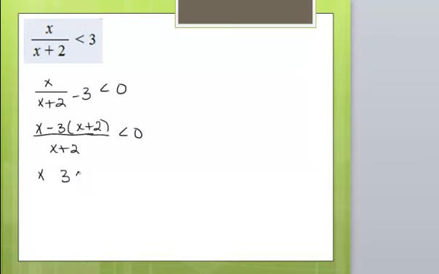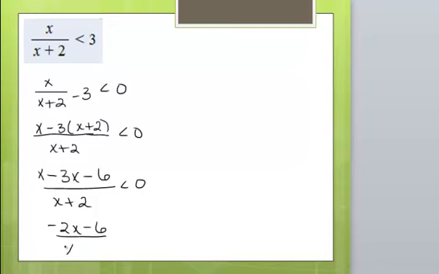So this is x minus 3x minus 6, all over x plus 2. So negative 2x minus 6 all over x plus 2 is less than 0. Go ahead and factor the numerator just in case something nice happens. We can factor out a negative 2 and we'll be left with x plus 3.